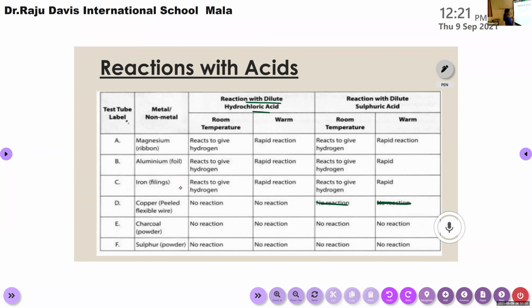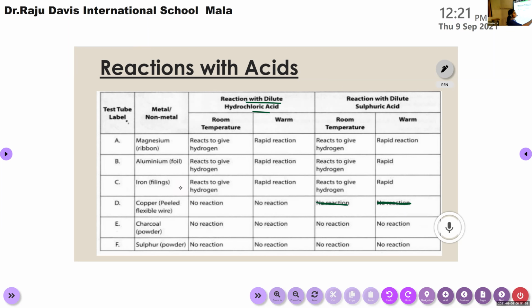Then in the second case, aluminium. Even in the rapid reaction, hydrogen is formed. Yes, it's formed very fast. Clear? The same reaction takes place very fast. That is a rapid reaction. So first one, magnesium, it will react to give hydrogen at room temperature on reaction with dilute hydrochloric acid. Then on warm condition, the reaction will be rapid.